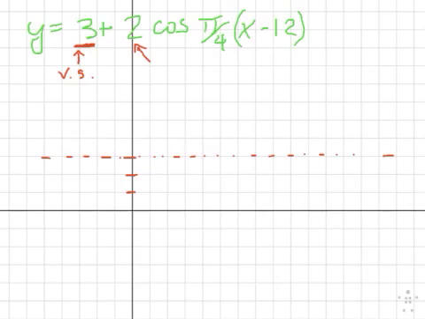This 2 right here affects the amplitude, so it's going to go up 2 instead of 1. So my new top is going to be right there, my top line, and my bottom line is going to be down there. So I took care of my vertical stuff.